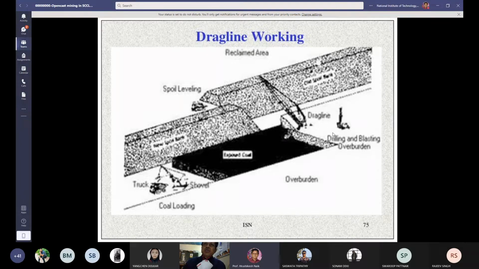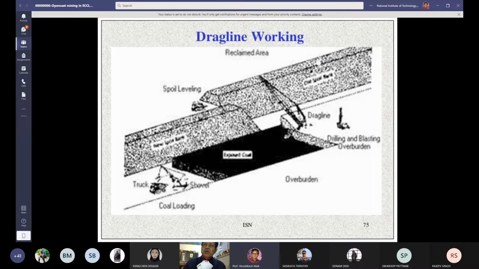So the drill machine is drilling the holes, and after that the material is blasted. So this top portion is the waste material, the overburden material, the rock. After drilling and blasting is carried out, this dragline will remove this overburden and dump it in the reclaimed area from where the coal is already taken out.